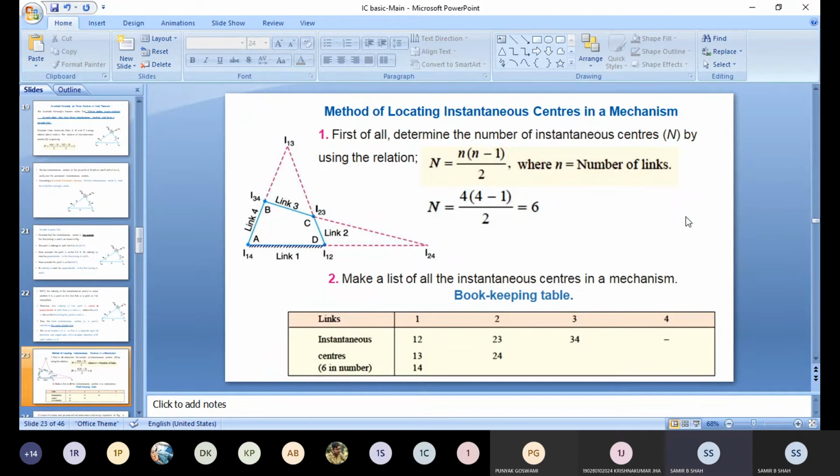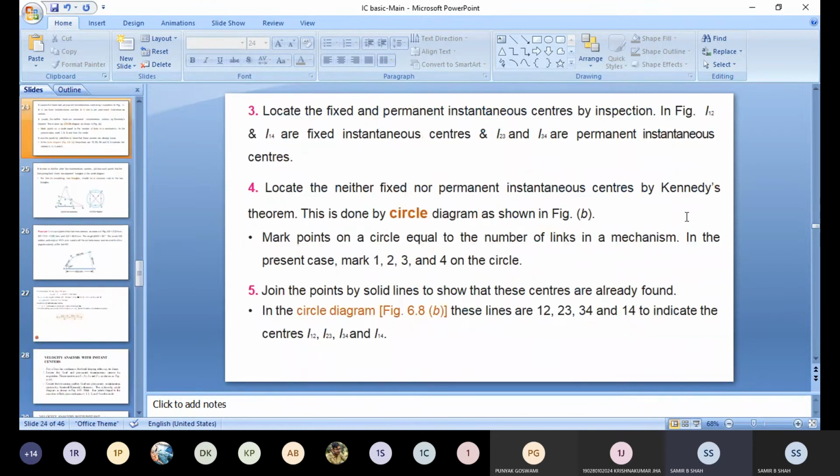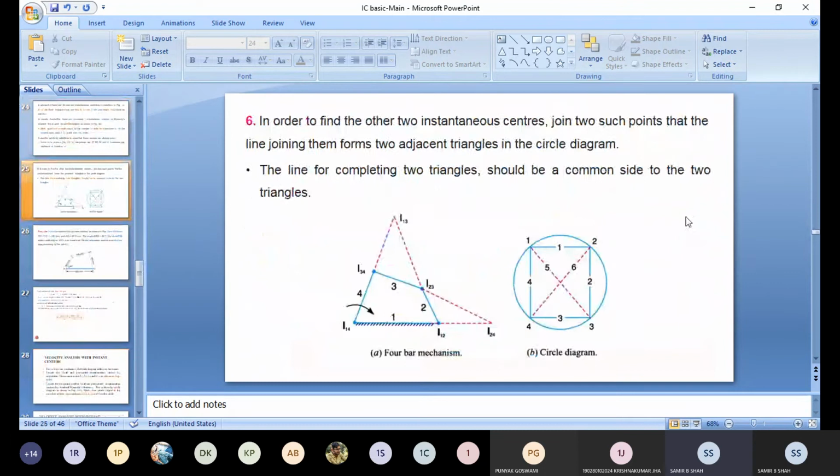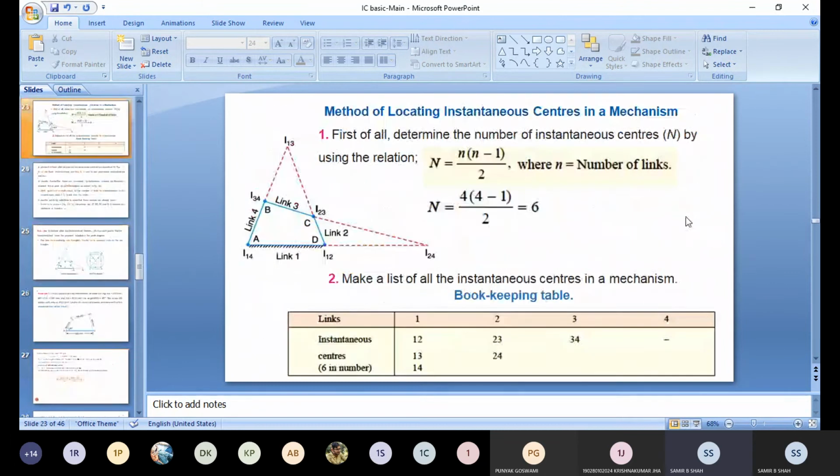Now, an important point regarding the method of locating the IC in a mechanism. Suppose I have a mechanism and I want to locate the instantaneous centers on it, then how can I do it? These are the steps. There are 1, 2, 3, 4, 5, 6 steps, and we follow all the steps one by one and solve the example.